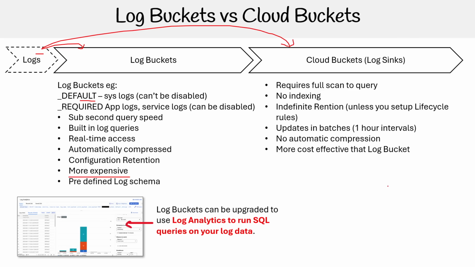So if you need things indefinitely, you need them cheap, you need to hold them for a long time, you maybe put a lifecycle rule on it so you can put retention for long-term storage, then into Coldline, so it's cheap, then cloud buckets. But for the most part, you want to use log buckets when you can, if it makes sense.